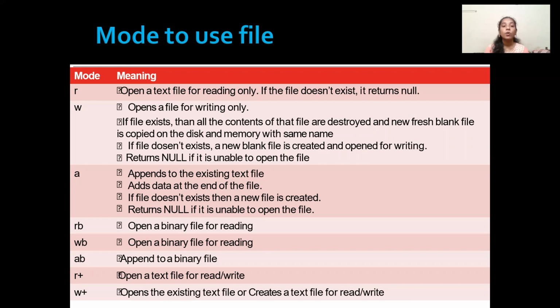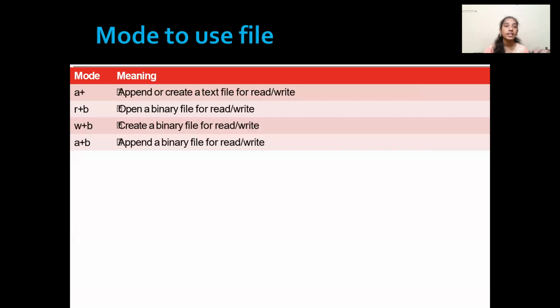r+: open a text file for reading or writing. w+: opens the existing text file or creates a text file for reading or writing. Then a+: append or create a text file for reading or writing. r+b: open a binary file for reading or writing. w+b: create a binary file for reading or writing. a+b: append to a binary file for reading or writing. These are the different modes we use to open files.